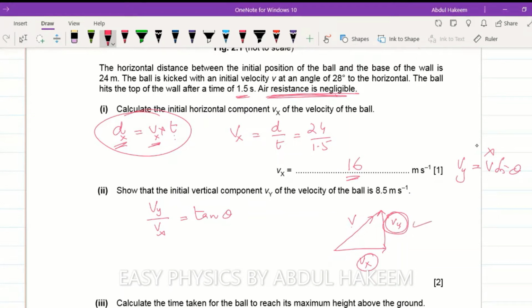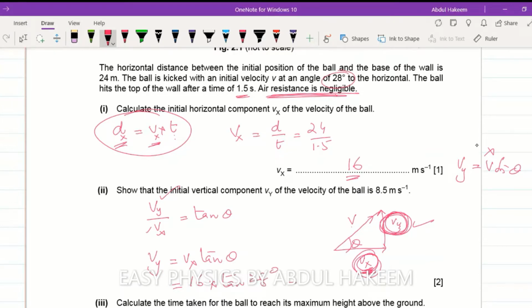But here, this Vy is required. This Vx is given. This angle is given. So we can write perpendicular over base is tan theta. So same here, perpendicular Vy divided by base Vx is equal to tan theta. So Vy is equal to Vx tan theta. Vx is calculated as 16, and the angle is 28 degrees. So tan of 28 multiplied by 16, after calculation, the answer is coming the same, 8.5.